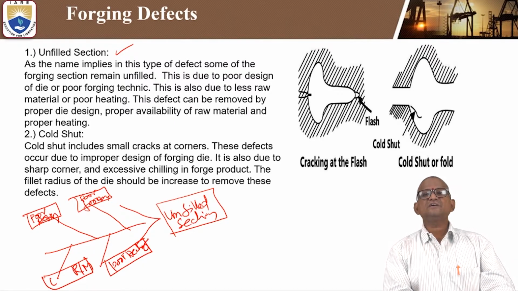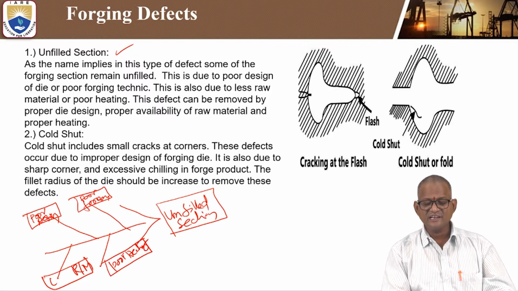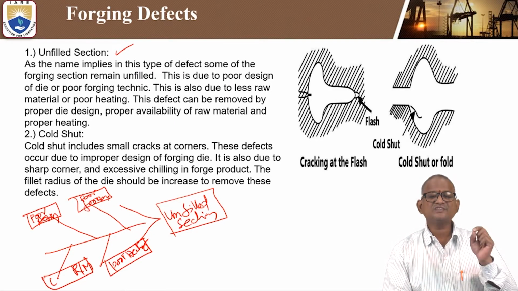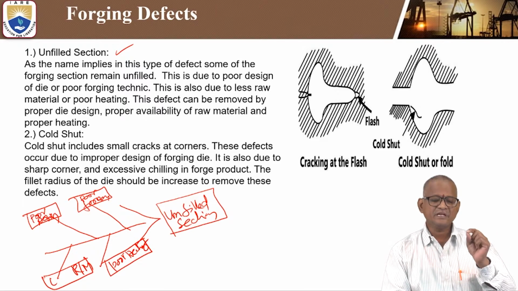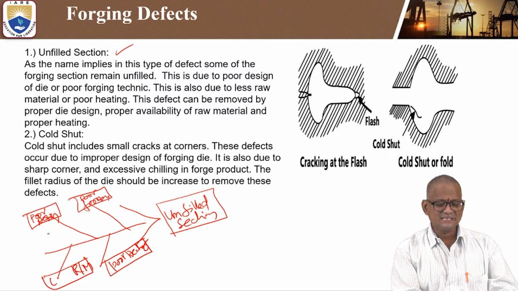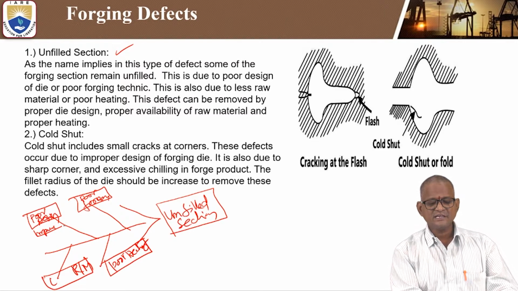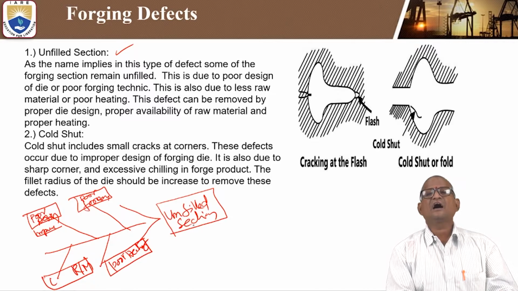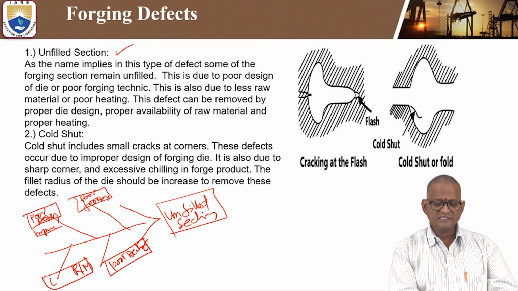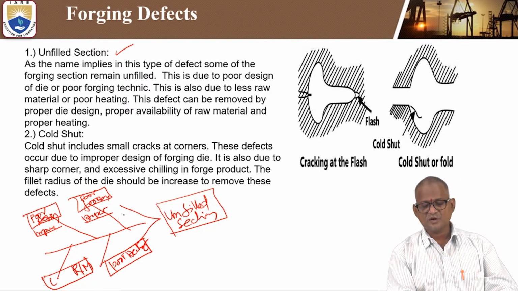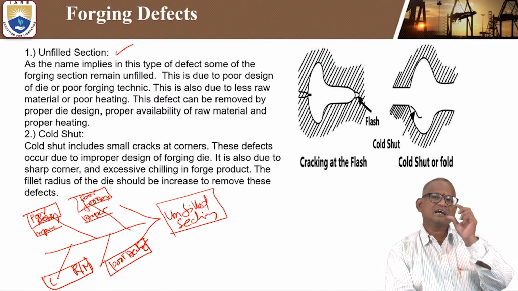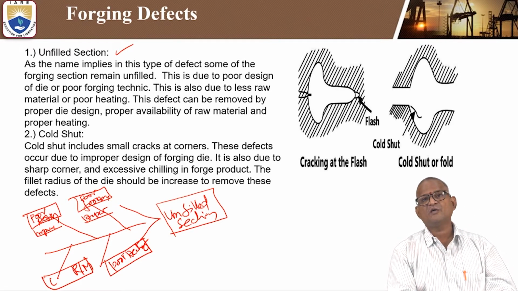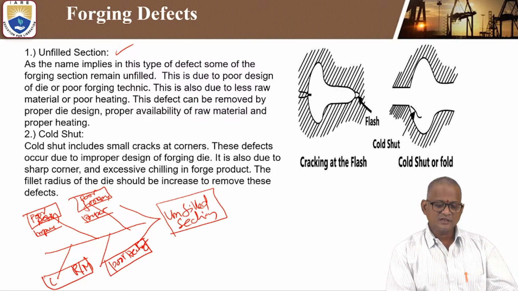In order to eliminate this unfilled section defect, what are the remedies? You should improve the design. Once the design is improved, the unfilled section will automatically become filled. At the same time, the proper forging technique should be used. Then obviously we will get the correct filling of the section in the forging process. And also the raw material.